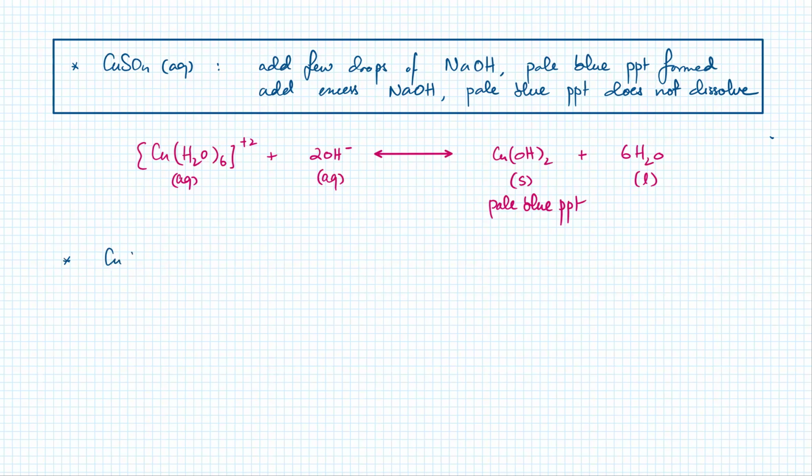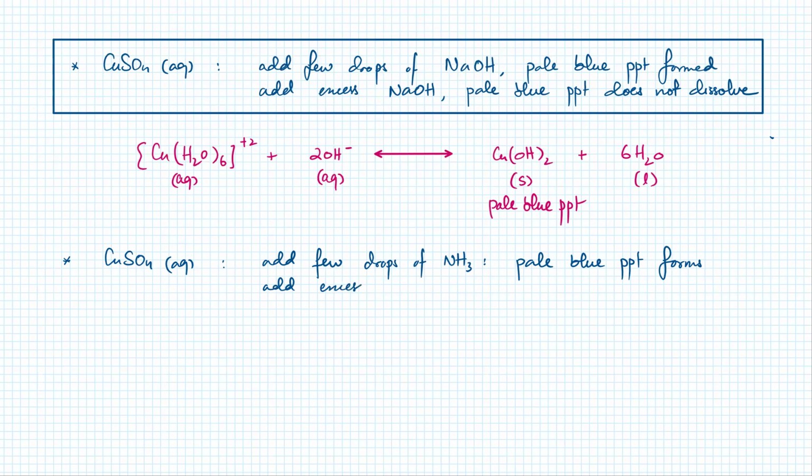The next one is again you've got copper sulfate aqueous. So you add, this one is slightly more complicated, you add a few drops of ammonia, and what happens is a pale blue precipitate forms. And then you add excess ammonia. So what happens? The pale blue precipitate dissolves. And it gives a deep blue solution.